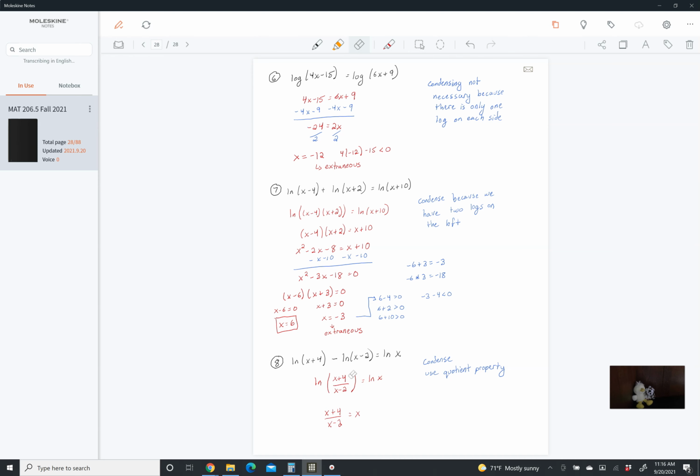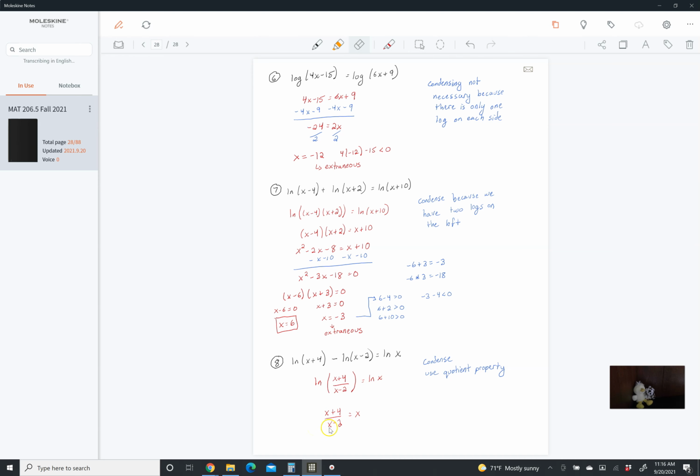You cannot cancel the x's here. You cannot cancel the x's, okay? There are invisible parentheses around the numerator and around the denominator. You can't just cancel the x's. That would go against order of operations. The x has to be added to the 4 before it gets divided by any sort of x. So what do we do here?